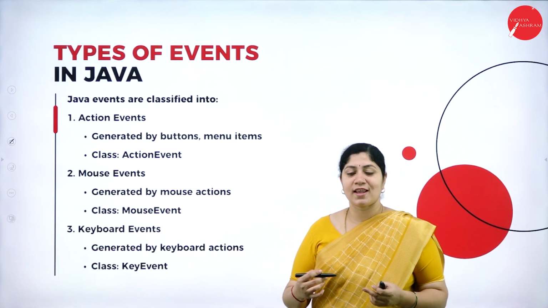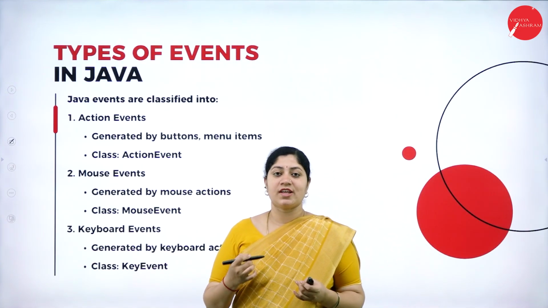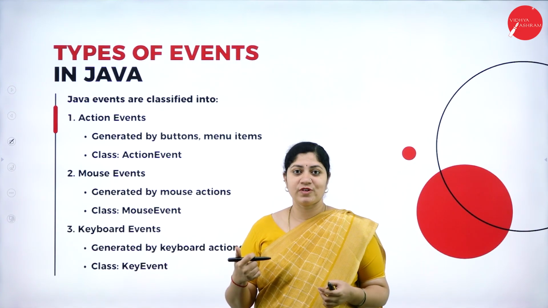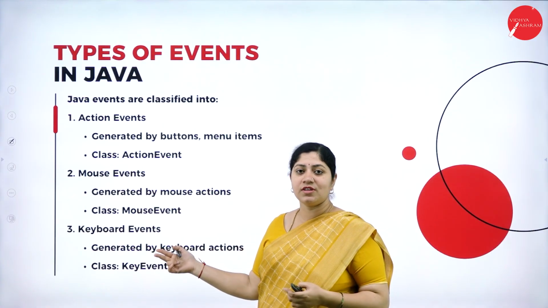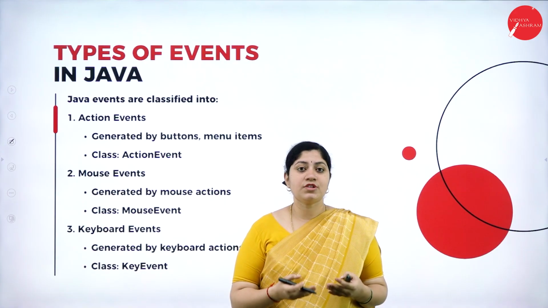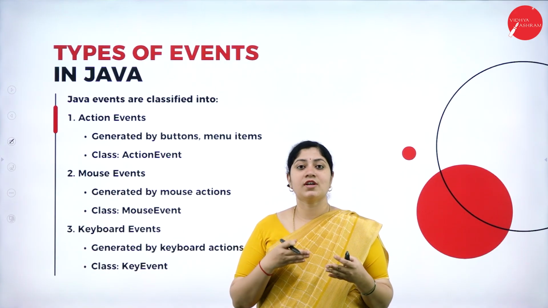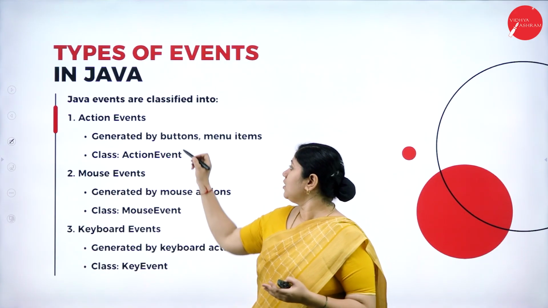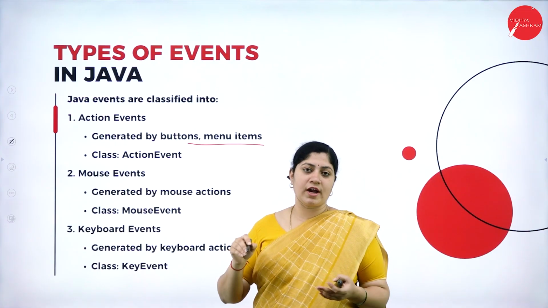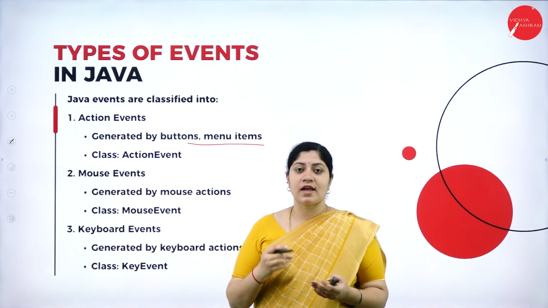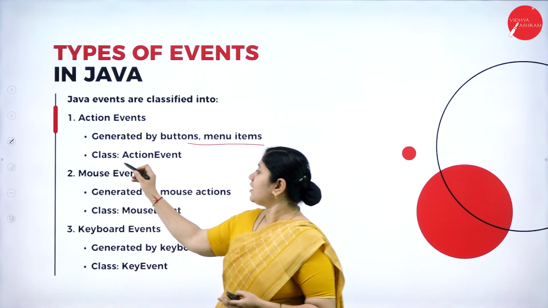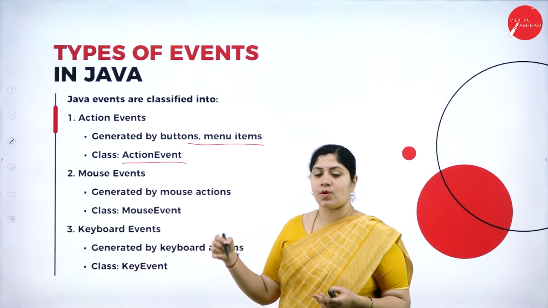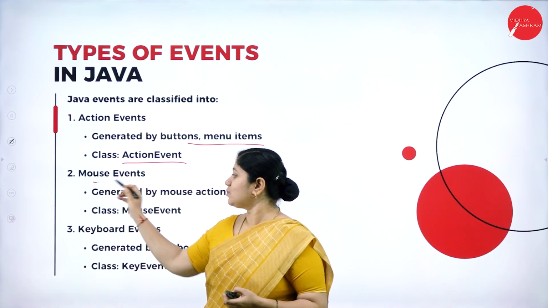Great. Now let's understand the types of events that are considered under Java programming. The first one is an action event. The next one is a mouse event, and the third one is a keyboard event. The first one, action events, are generated by buttons as well as menu items. And the class that we need to consider with respect to programming is the ActionEvent class. All right, the next type is a mouse event.